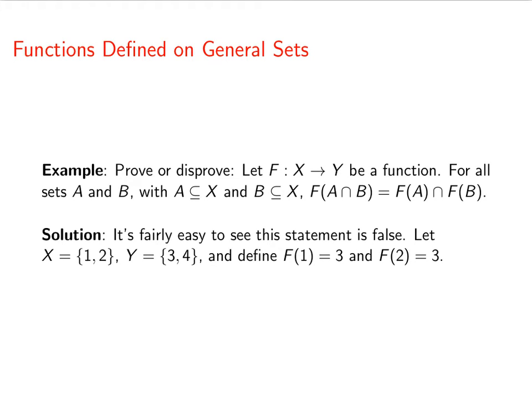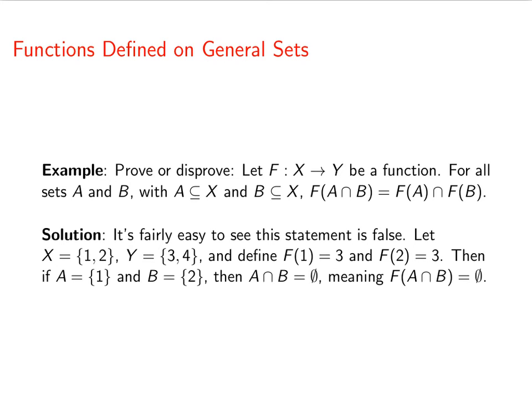As a counterexample, let's let X be the set containing 1 and 2. Let's let Y be the set containing 3 and 4. And we'll create a function. We'll define f of 1 to be equal to 3 and f of 2 to also be equal to 3. Then, if we let A be the set containing the number 1 and B being the set containing the number 2, then A intersect B, obviously that's empty, and so that means f of A intersect B is empty.